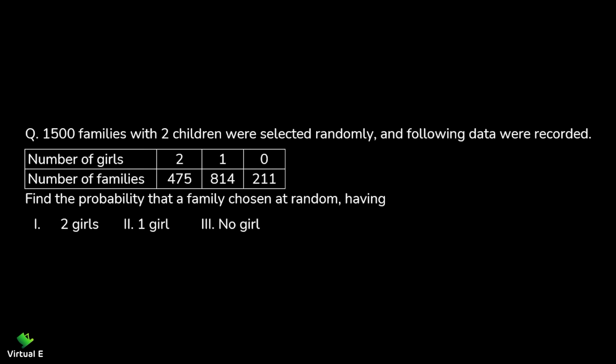Let's discuss one more problem. 1500 families with 2 children were selected randomly and the following data were recorded. The data is number of girls and number of families: 2 girls, 475; 1 girl, 814; and 0 girls, 211. So we have the number of families as well. What we need to do is find the probability that a family chosen at random has 2 girls, 1 girl, and no girls.